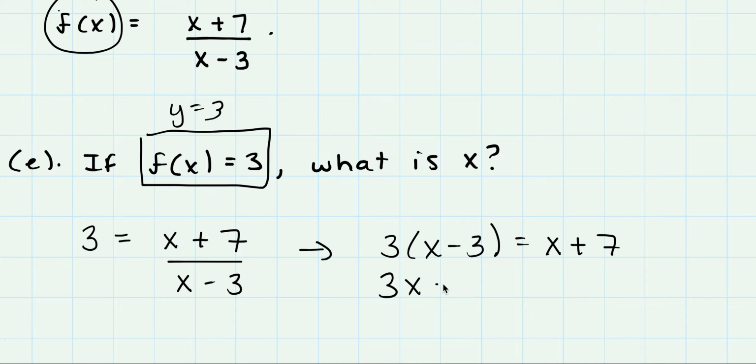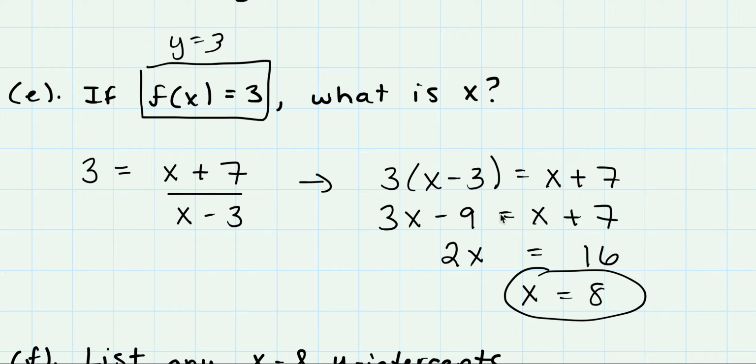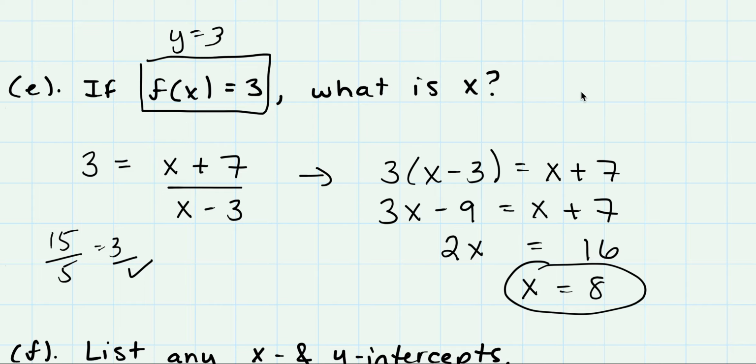Distribute, you get 3x minus 9 is x plus 7. Add the 9 to the other side, you get 16. Subtract the x, you get 2x. And so you're left with x is equal to 8. You can always plug it back in. 8 plus 7, that is 15. 8 minus 3 is 5. 15 divided by 5 is equal to 3. And we got one x value, which is important because that means we have a function. So if f of x is 3, x is equal to 8. And so we have this point, 8 comma 3, because it's x comma f of x on the graph.